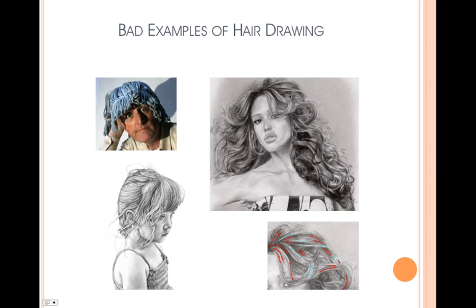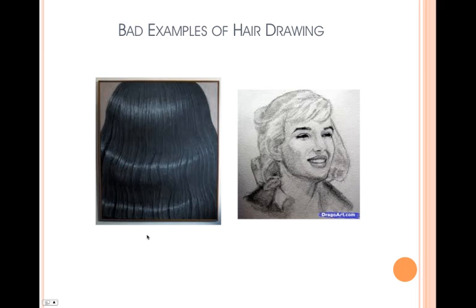Next, I'm going to talk about some bad examples of hair drawing. The first thing is what we call the mop effect. This happens when artists draw the hair strand by strand instead of looking at the big shapes. Not only does this flatten the image, it also makes the drawing look really unrealistic and makes the hair too distracting.